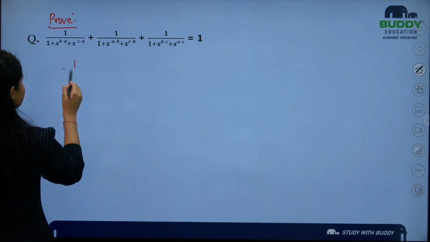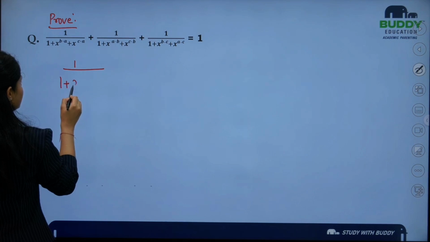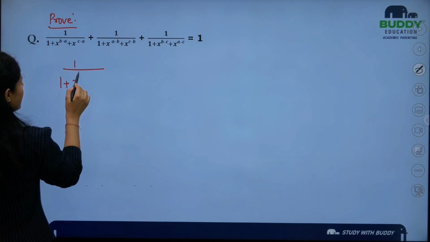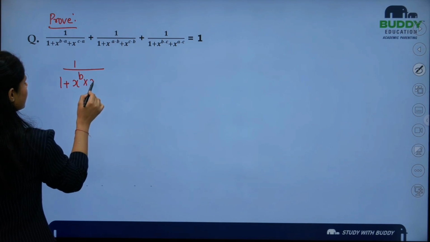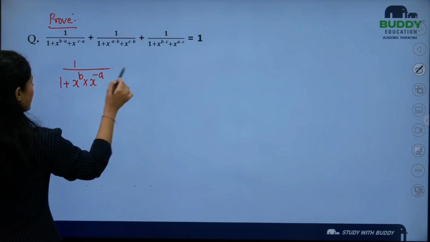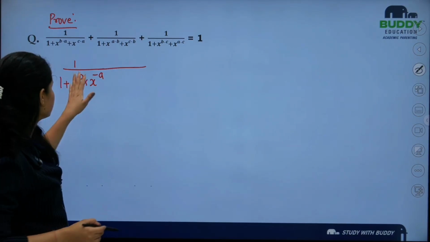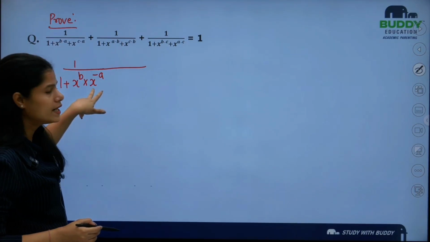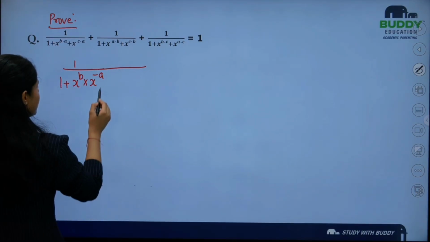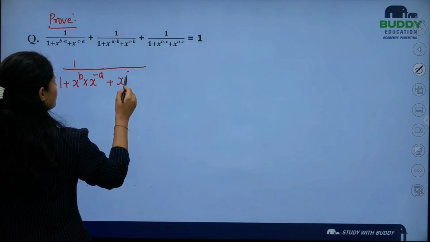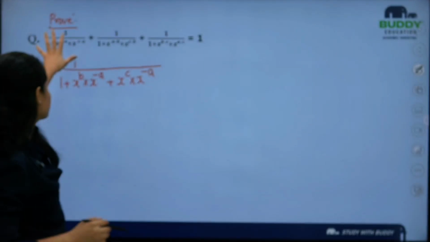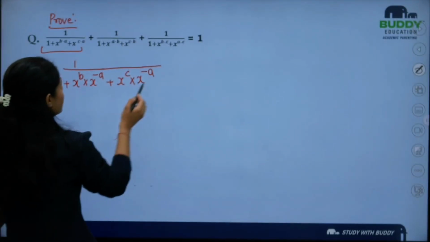One thing is very clear, that whenever we have a negative part, say x raised to the power b, we can also write it after segregating in this manner. We can write it as x to the power b into x raised to the power minus a, and then the same thing we can do with x raised to the power c and then x raised to the power minus a. This is for the first portion. So we have done this part.